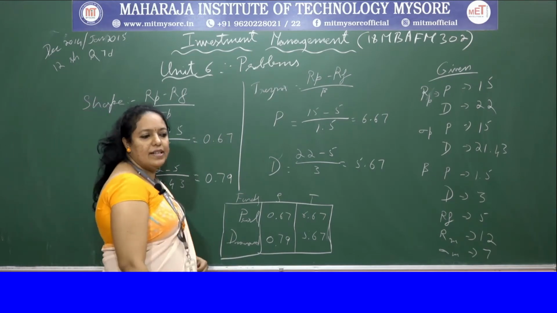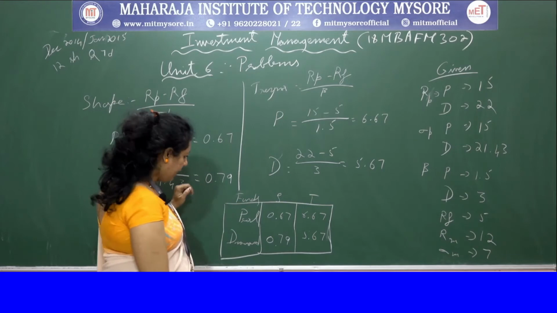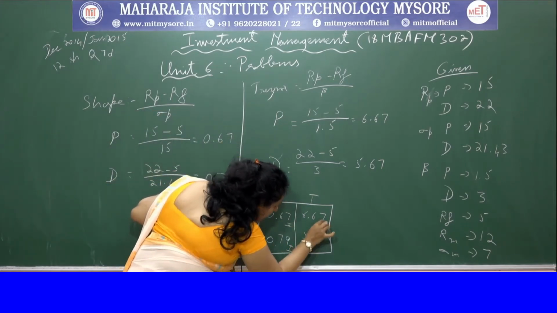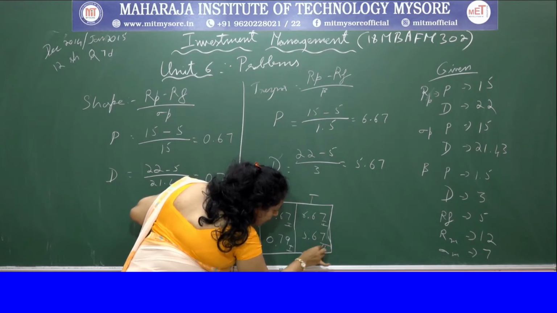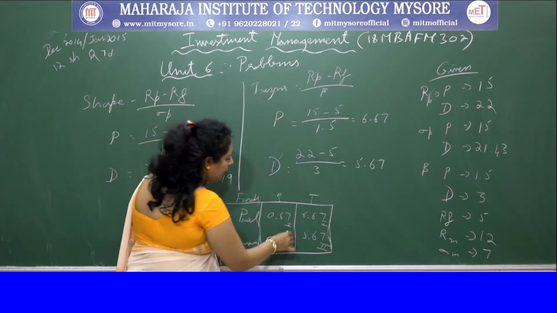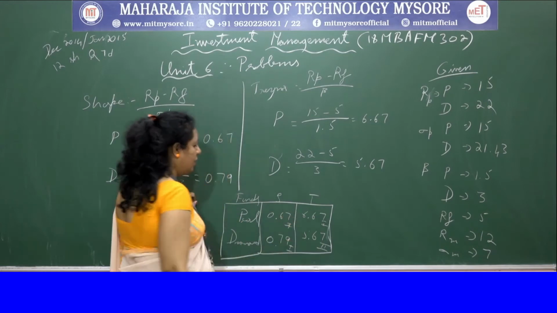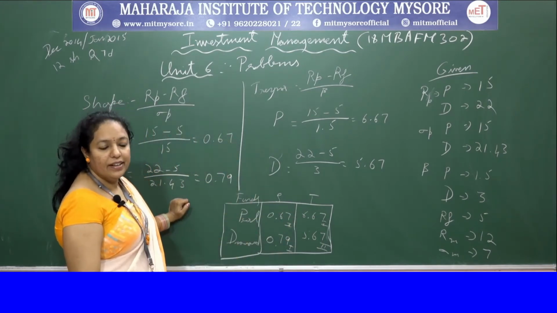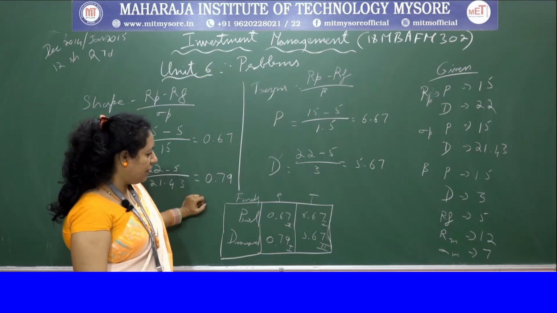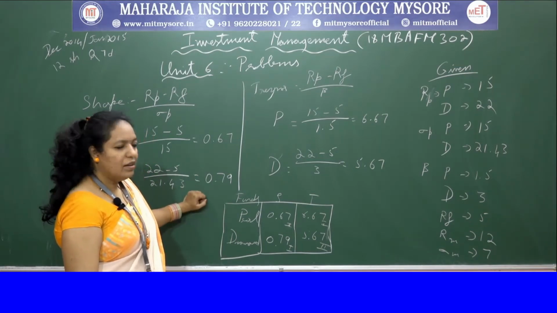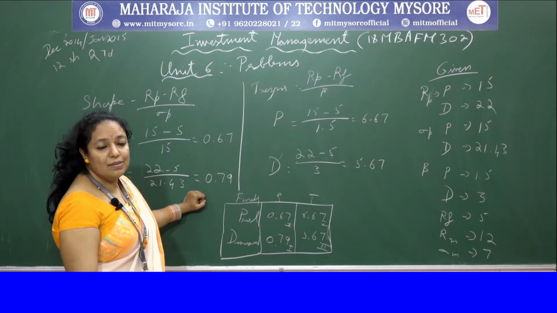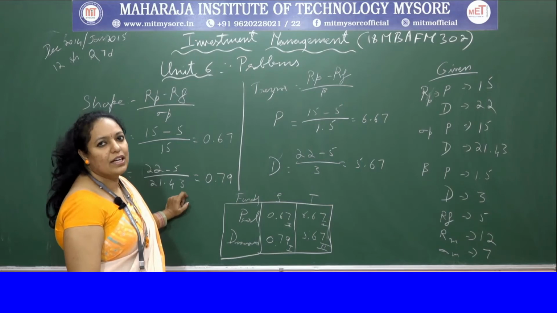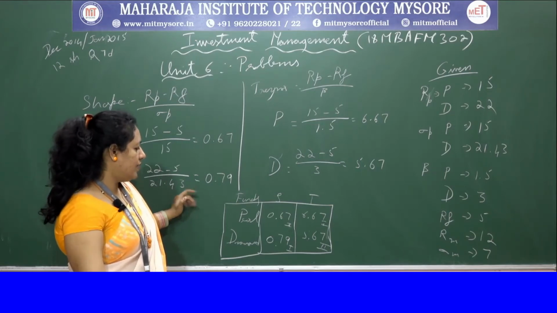To interpret the results, important is we have to do the ranking. So when we do the ranking, this is 1 and this is 2, and this is 1 and this is 2. Here you can observe that in Sharpe's measure, Diamond Fund has got the first ranking, and in Treynor's measure, Pearl Fund has got the first ranking. So both the funds are good and you can invest in that.